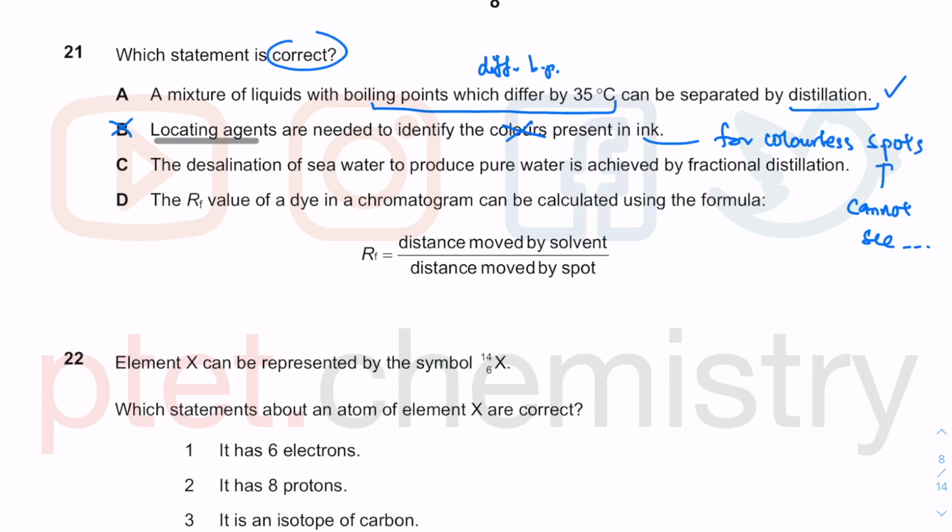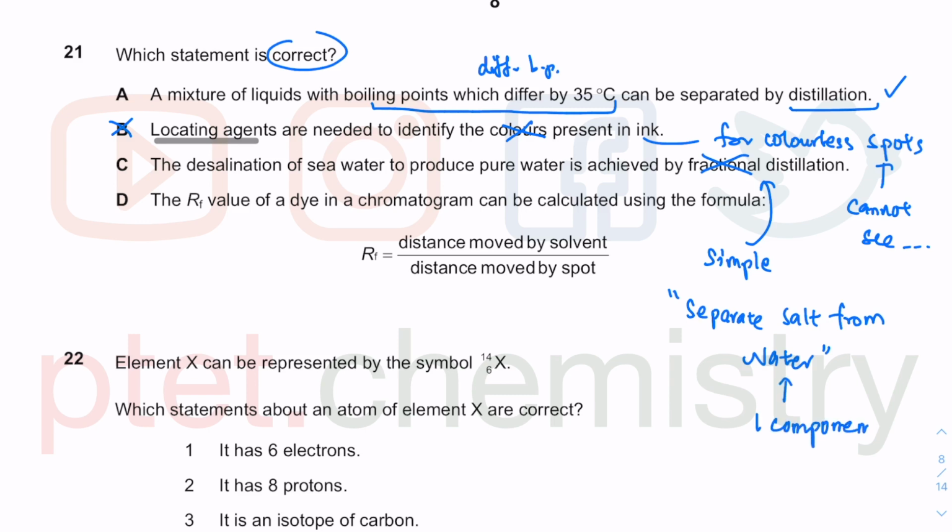Desalination of seawater is not going to be fractional, it's going to be simple because it is just separating salt from water. So you're collecting the distilled water from the salt. There's just one component. You don't need fractional distillation because you just have one component, which is the water coming out. So desalination basically means remove the salt from seawater, and you get the drinking water from the sea.